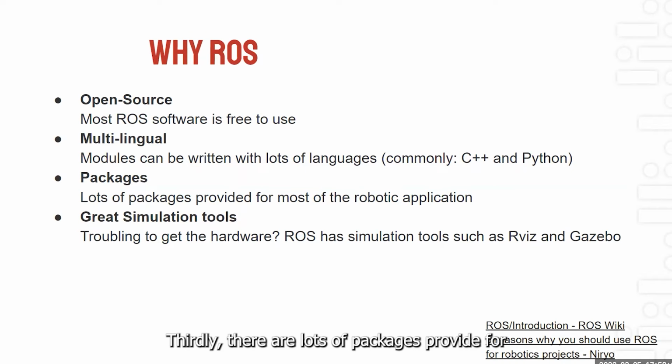Thirdly, there are lots of packages provided for most of the robotic application. You can imagine packages is just like the library where we can just take it from online and use it. We do not have to write it from scratch. Fourthly, as we are doing autonomous vehicle here, we need to do some simulation. And ROS has some great simulation tools such as Rviz and Gazebo.